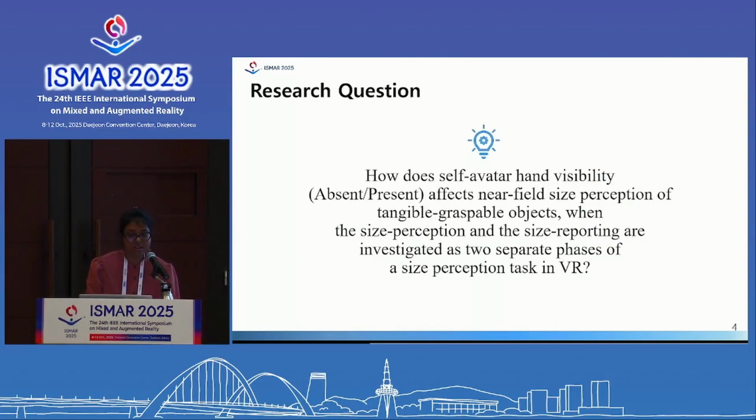These gaps led us to ask an overarching research question: how does self-avatar hand visibility, absent or present, affect near-field size perception of tangible graspable objects when the size perception and the size reporting are investigated as two separate phases of a size perception task in virtual reality?